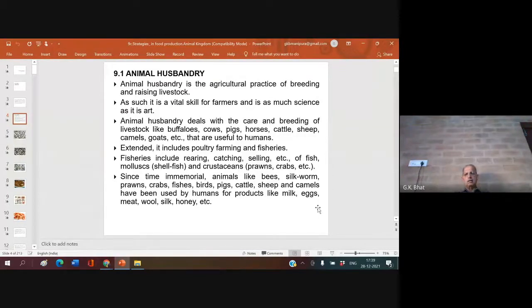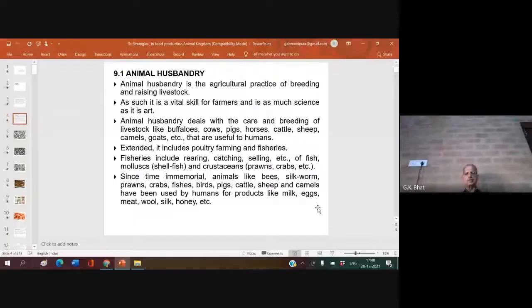Fisheries include rearing, catching, selling, etc. of fish. So many times when you hear about fisheries, what do you think? You are going in a boat, spreading the net in the river or sea, and catching the fish. That is catching of the fish. Or you may rear the fish. So fisheries include rearing of fishes or catching of fishes. Whatever you do, we do it for using the fishes for our own purpose as food or for selling. All these come under fisheries, and fisheries also include molluscs. I shall tell you later.